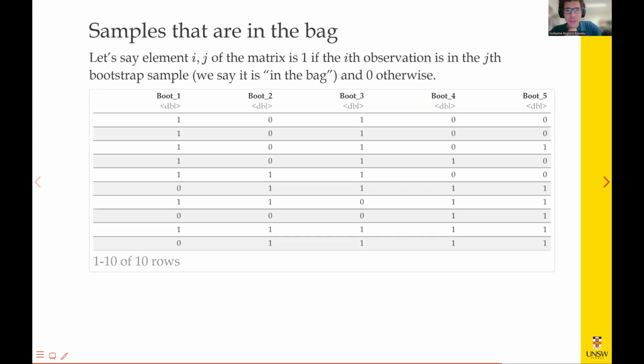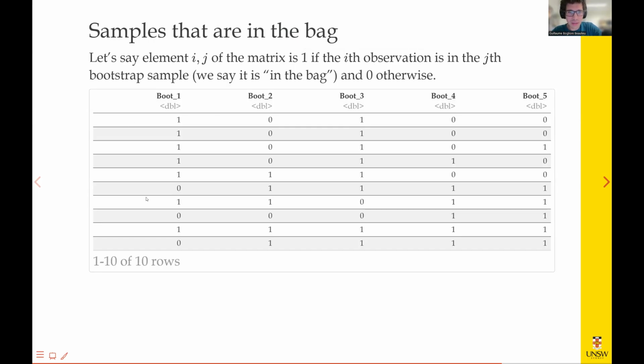Okay, so now I suppose this is a bit of terminology: in the bag or out of the bag, which I find slightly funny. But anyway, let's say element ij of the matrix is 1 if the ith observation is in the jth bootstrap sample. Then in that case, we say it's in the bag. That's a lot of words, but we just mean the following.